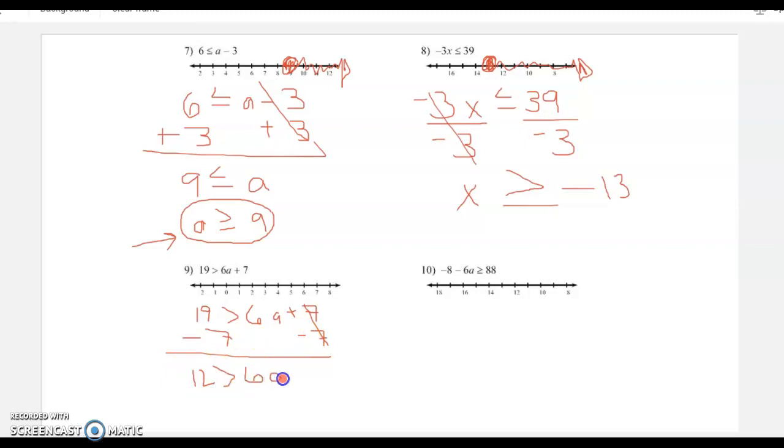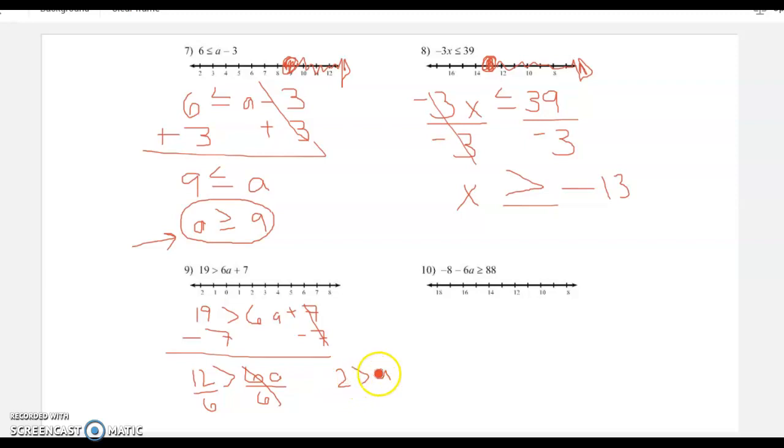So a is not alone because of the multiply by 6. So the opposite of multiply by 6 would be to divide by 6. So that cancels out. So 12 over 6 is 2 is greater than a. But then again, a is on the right. I wouldn't graph it that way. That's when people mess up.